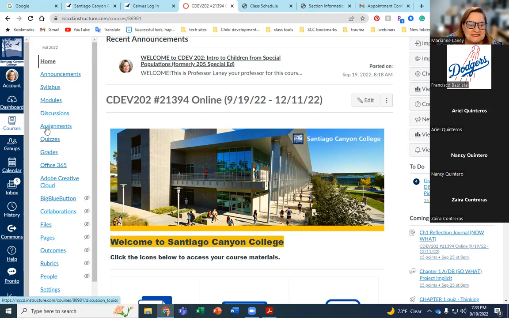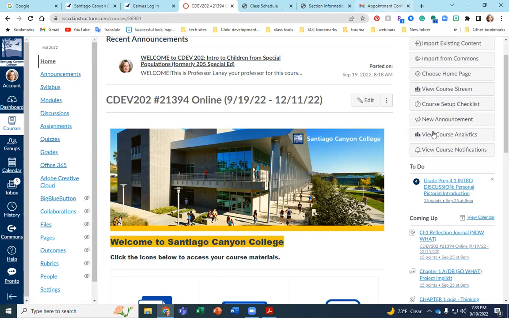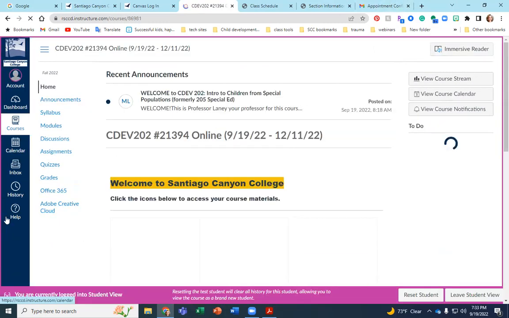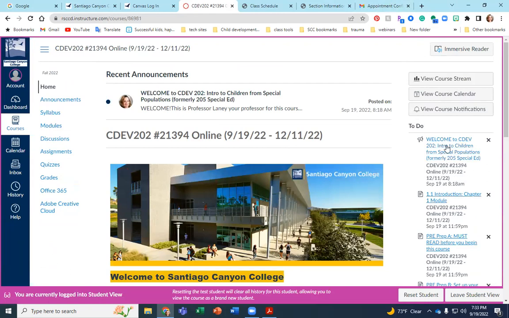So you guys will only see this thing. I can do what's called student view, and it turns kind of pink around the outside. So yeah, see how you guys don't see all this stuff at the bottom. And here's your to-do list. Awesome. You can look at the course stream, course calendar, and then the course notifications. This is your to-do list right here. Now, it looks like a lot, but it's not.